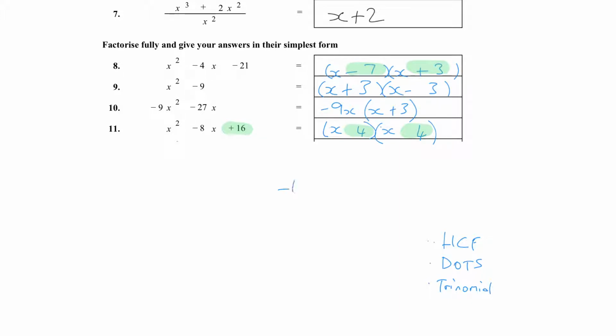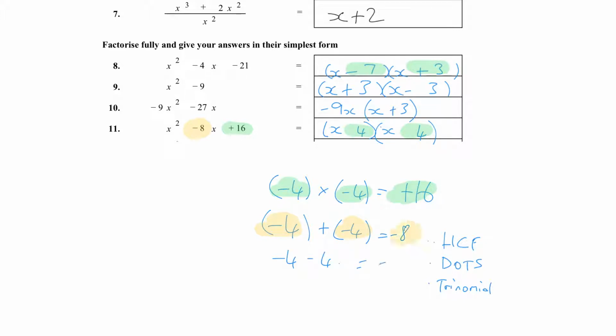So let's say we choose minus 4 in each bracket. Then minus 4 times minus 4 gives you the positive 16 at the end. Great stuff. What's minus 4? And we add minus 4 to it. Let's simplify this. Minus 4 minus 4 gives you minus 8. In other words, if you add the two minus 4s, you get minus 8, which is our middle term.